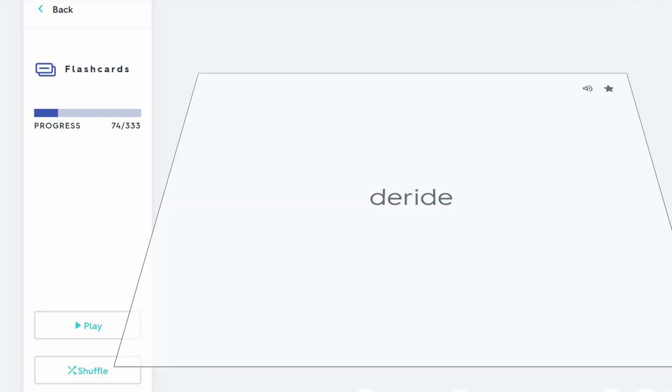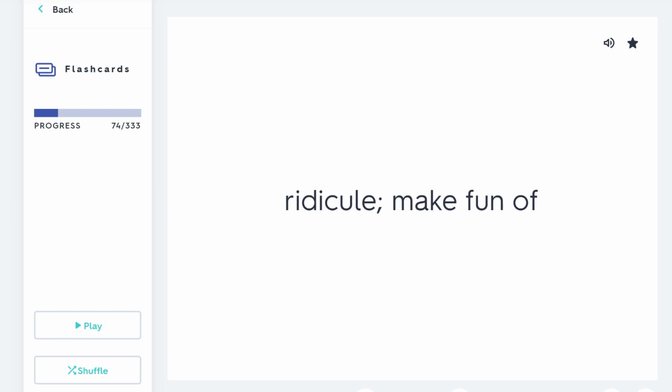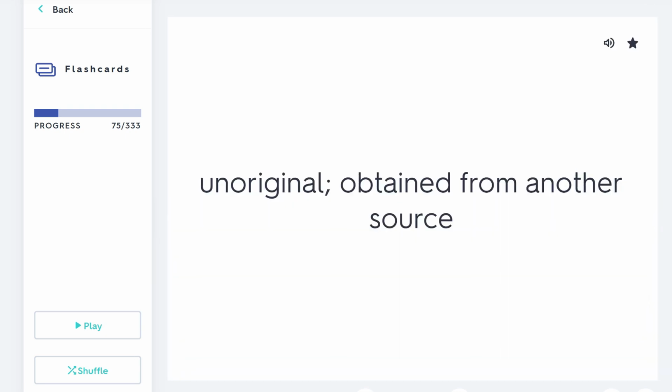Deride. To ridicule, make fun of. He couldn't take the constant derision. Why did they keep having to deride him, ridicule him, make fun of him? It wasn't fair. Deride and derision. Derivative. Unoriginal, obtained from another source. That song was really derivative from another one from the 1960s. It wasn't original at all. It's just derivative.